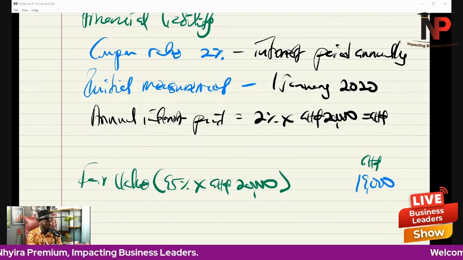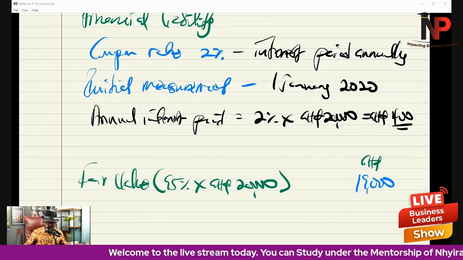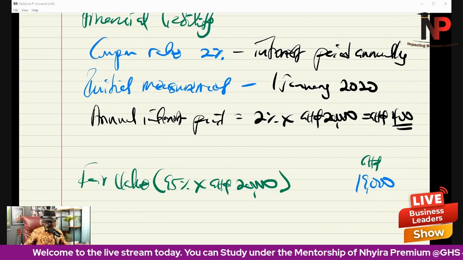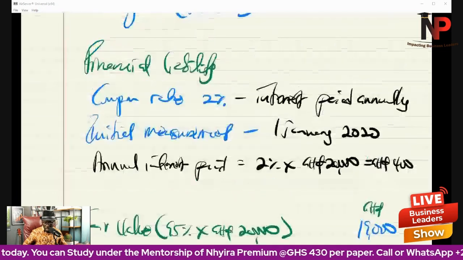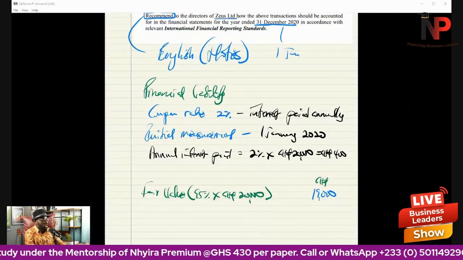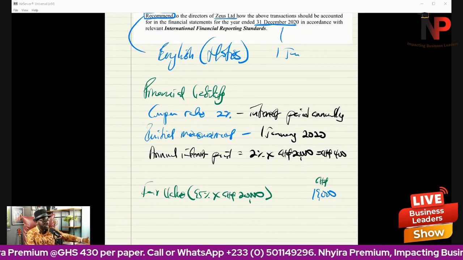So what do we have? 0.02 by 20,000, and that gives us 400. So every year, the entity will pay 400 Ghana cedis to the bondholders. That is the annual interest paid.